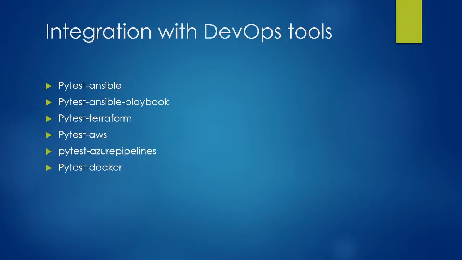Terraform is a tool which people are using, and with PyTest Terraform we can check the functionality and test the code of Terraform. Similarly, for PyTest we have PyTest AWS and PyTest Azure pipelines, basically depending on the different clouds. And we also have PyTest Docker. Using PyTest Docker, we can check the functionality of Docker actually executing. So these are basically high-level PyTest plugins which we can use.